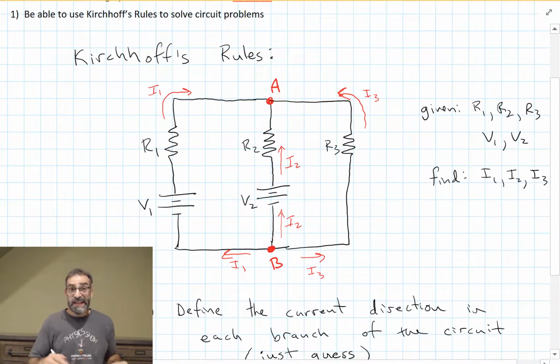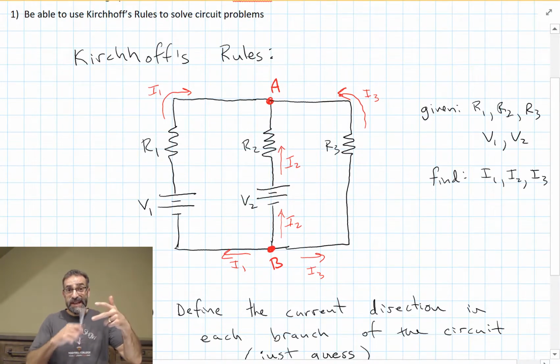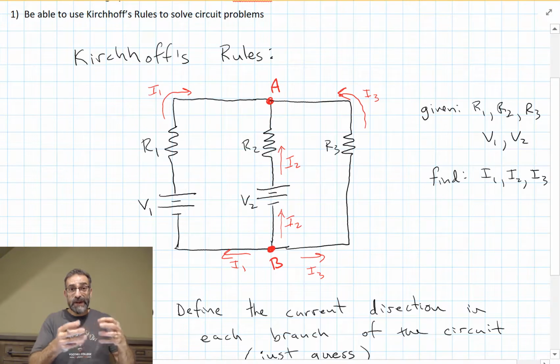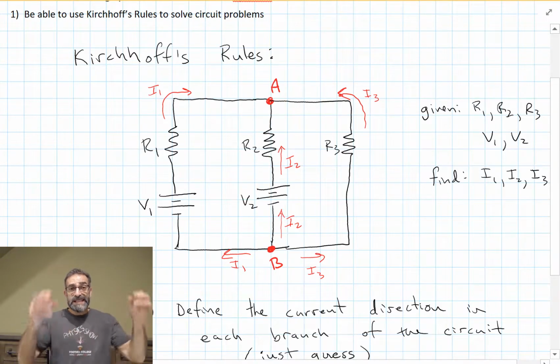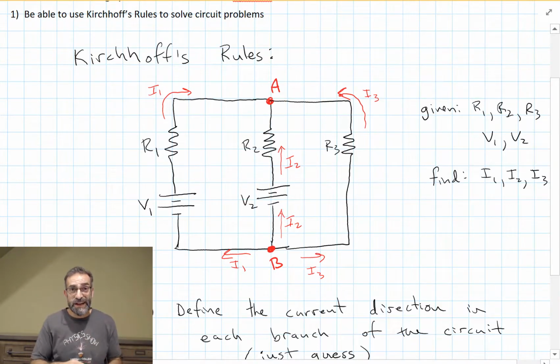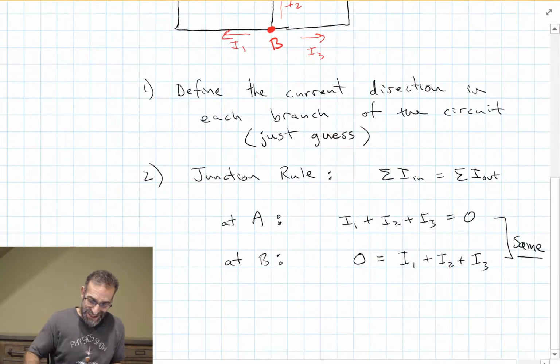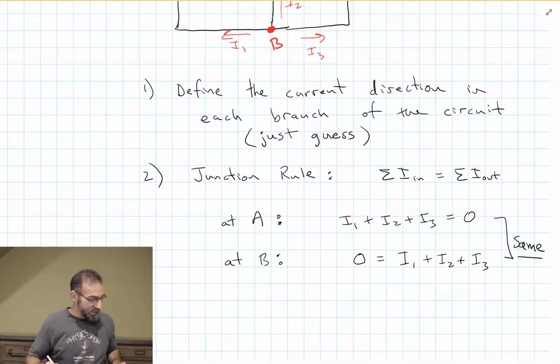Even though this circuit has 2 junctions, they are a pair. Whatever equation we get for one junction is the same exact equation we get for the other junction. So this gives us one equation. We have 3 unknowns, so we need at least 2 more equations, don't we? Let's take a look at our next step.